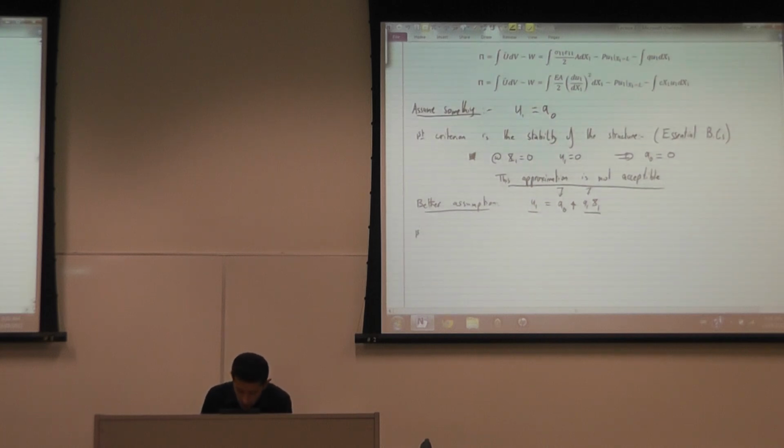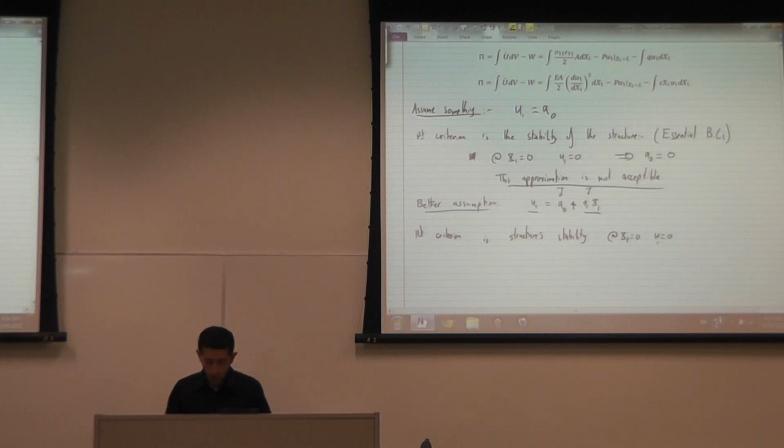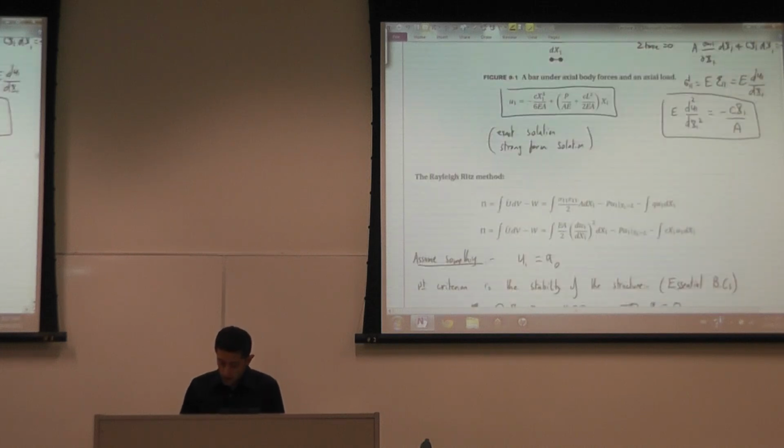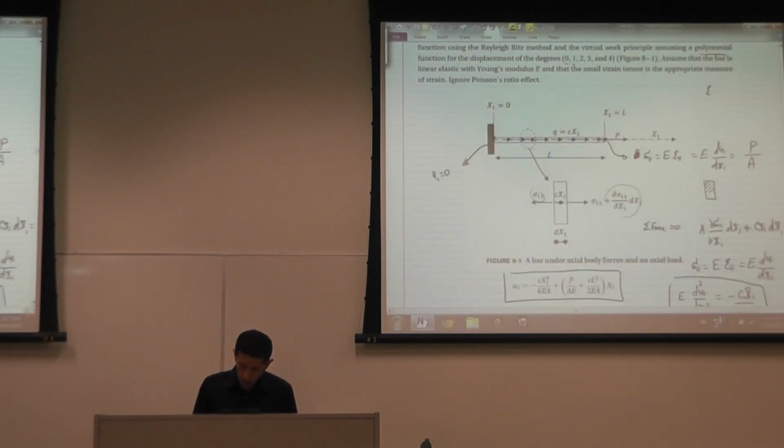Okay, first criterion is structures stability. At x1 equals 0, u1 equals 0. And from here, u0 equals 0. This is not always the case, just because it happens that I chose the start of x1 here. If I put it somewhere else, you will not get a0 equals 0. You'll get a different value for a0.